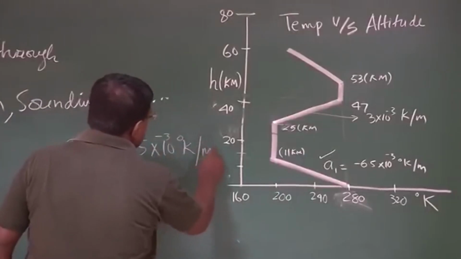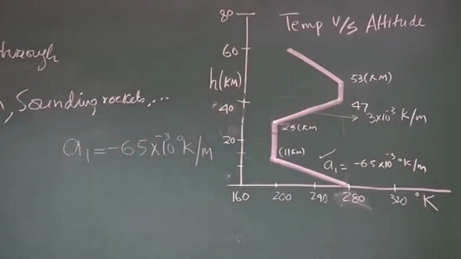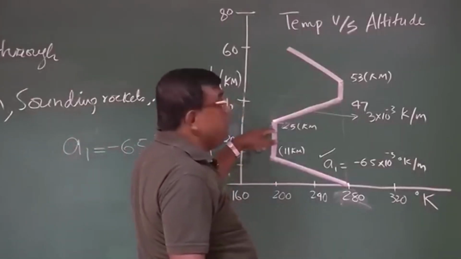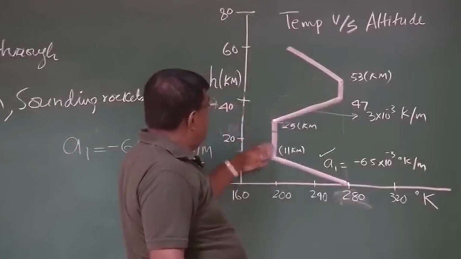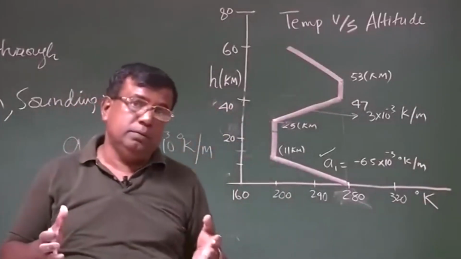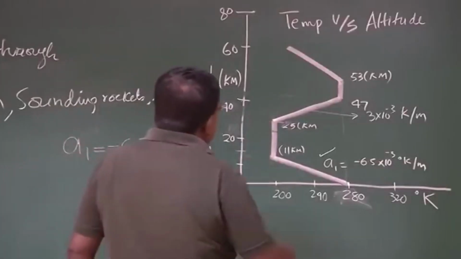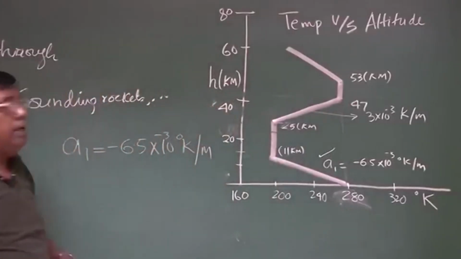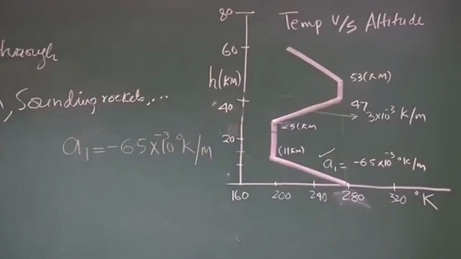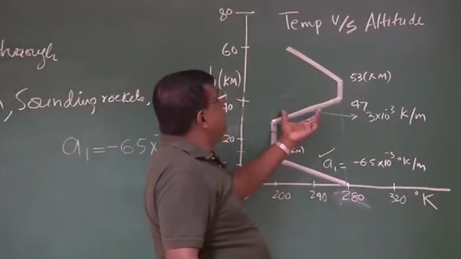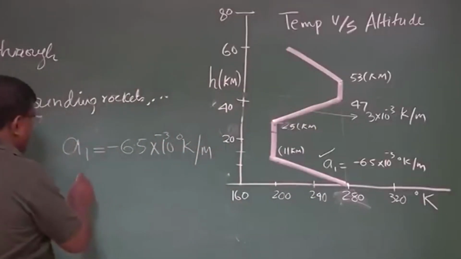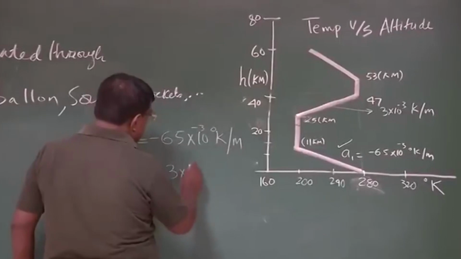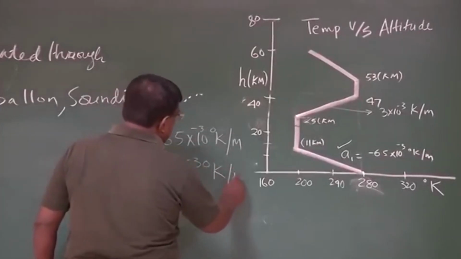Kelvin per meter. Right? Similarly, experimental observation shows that from 11 kilometer to around 25 kilometer, there is no change in temperature, and we call it isotherm, right? And again, beyond 25 kilometer to around 47 kilometer, it has a gradient. But unlike in this region, this has a positive slope and positive lapse rate, which we call A2, is plus 3 into 10 to the power minus 3 Kelvin per meter.